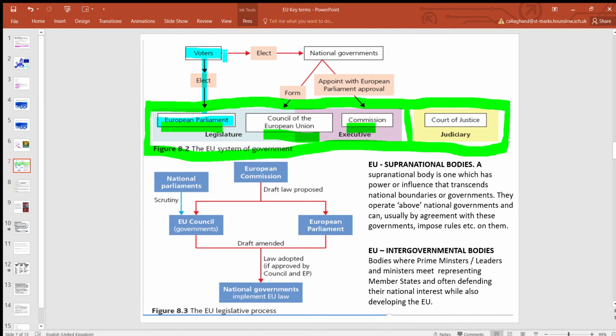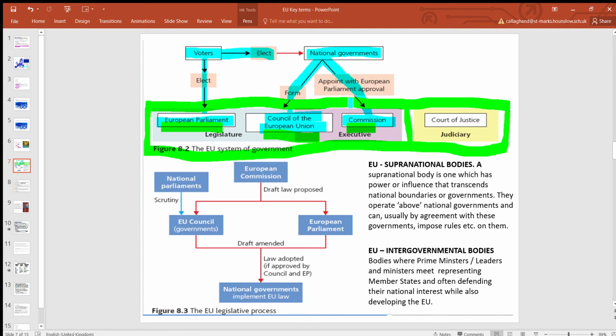Our other interaction is indirect. We elect our national governments, like we have elected the Conservative government in the UK. And then the Prime Minister and his government appoint the European Commission. So each of the main areas, trade, environment, etc., have a commissioner from each country, and those commissioners are appointed by the national governments. So although they represent us, they're indirectly appointed by us. The national governments, like the leaders of each country, the prime ministers or the presidents, form what's called the Council of the European Union.